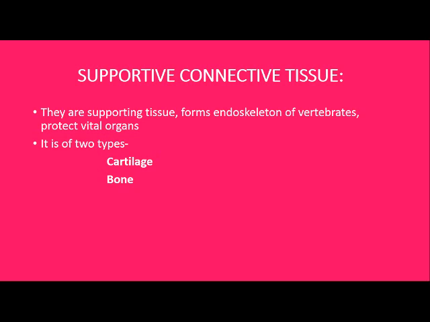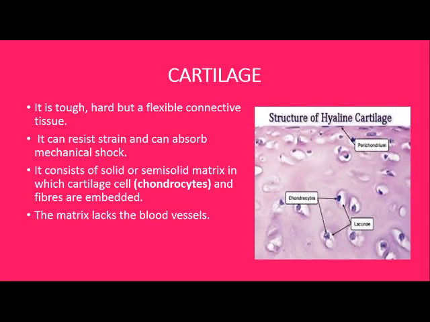Especially if you have seen the crab, children, its outer covering is hard. So that means it has the skeleton outside its body. But vertebrates or the mammals, we have the skeleton inside our body. So supportive connective tissues are broadly of two types: cartilage and the bone. Let us study about them.